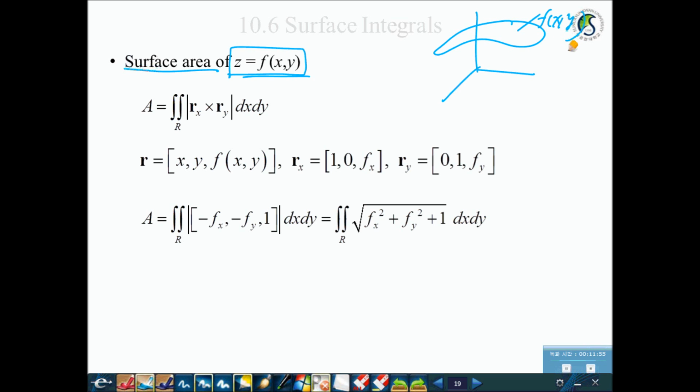Then, in this case, dx dy is okay to calculate the area. And r is this, and r sub x is this, r sub y is this. And the area is the Jacobian times dx dy.